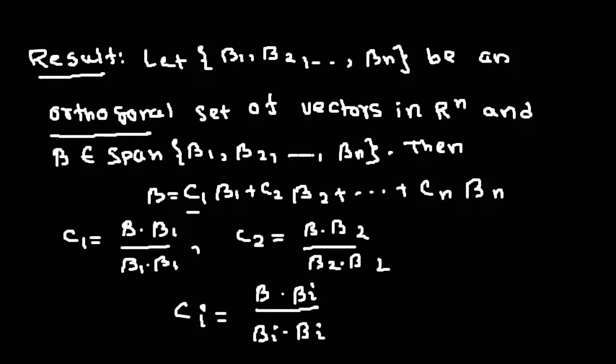So you can see that this is the scalar projection, the scalar component of the vector beta in the direction of, or upon, the vector beta i. So you can write over here that beta can be written as C1 into beta 1, because C1 is a projection component. So C1 into beta 1 is going to be the projection of the vector beta, and C2 beta 2 will be the projection of the vector beta upon the vector beta 2. So you can see that the vector beta can be written as a projection of beta upon the vectors beta 1, beta 2 up to beta n.